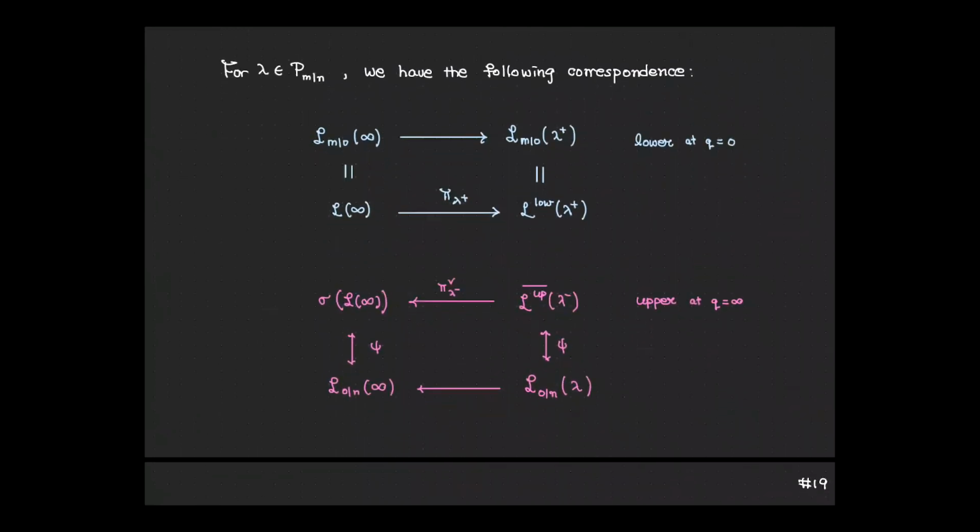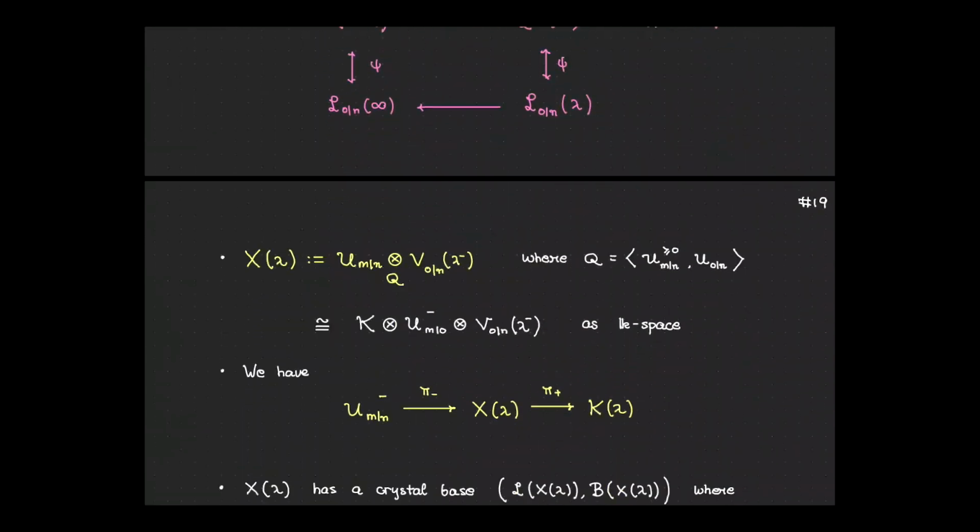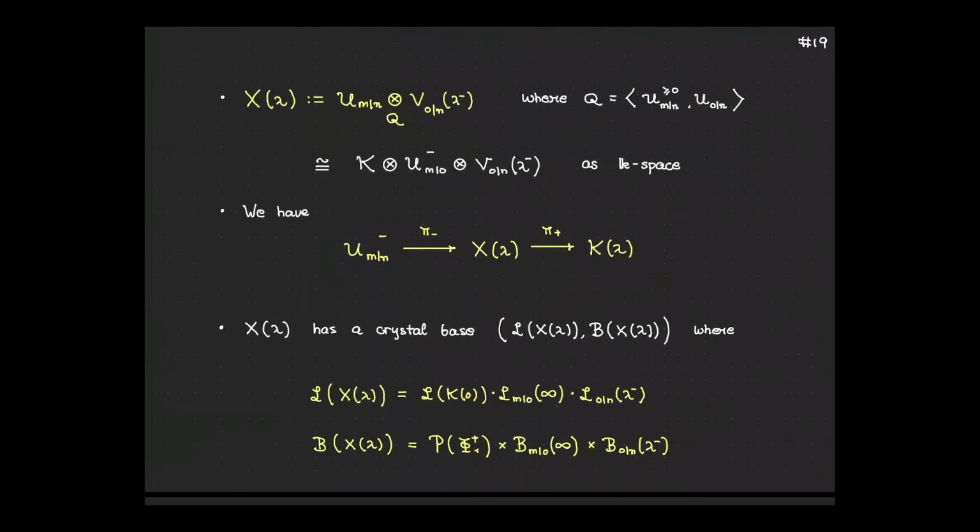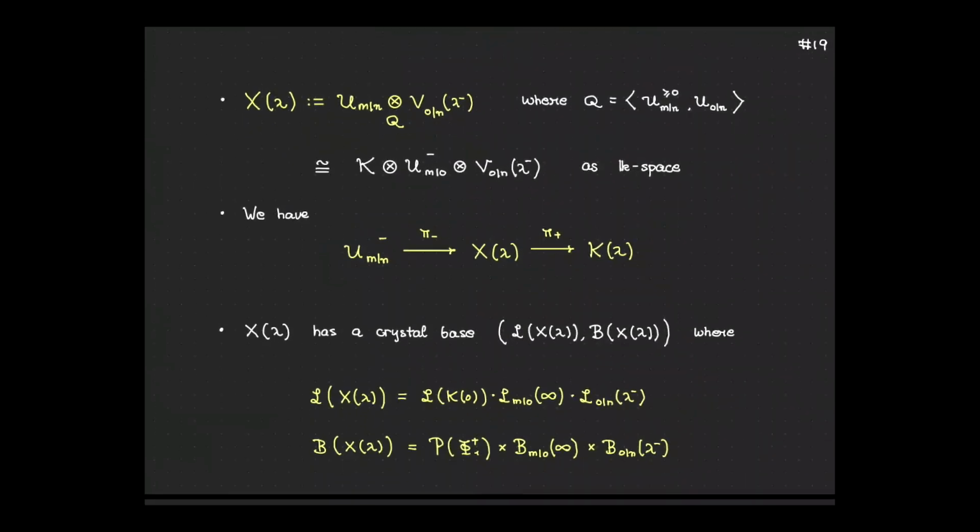So we don't have a compatibility of the crystal of the negative part and the crystal base of the Kac module under the projection, but still we can explain a kind of compatibility by considering another intermediate highest weight module, a bigger parabolic Verma module with a crystal base. Okay, so let me denote it by X of lambda.